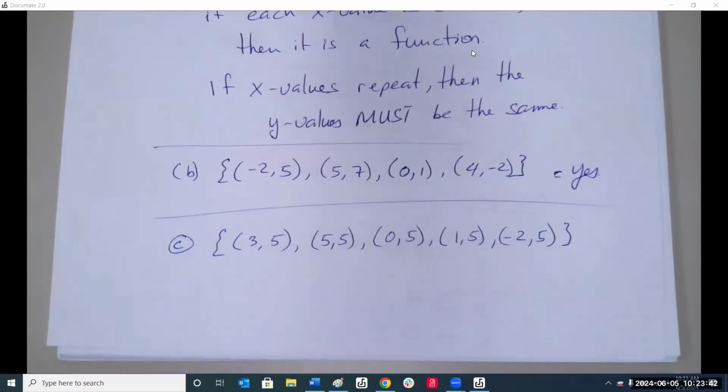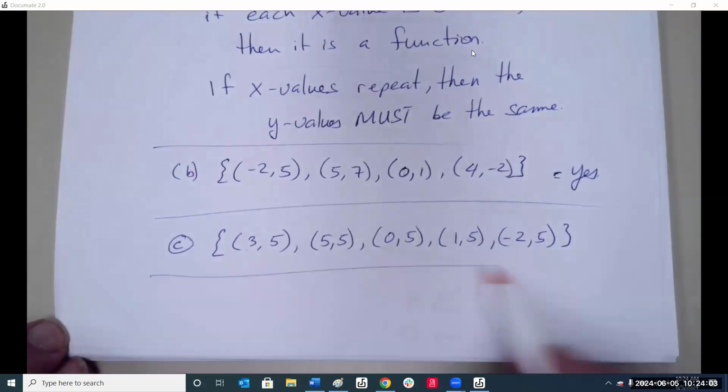Is that a function? For that same reason, because all the x values are different. It doesn't matter about the y values. The only reason the y values come into play is if the x values are the same.